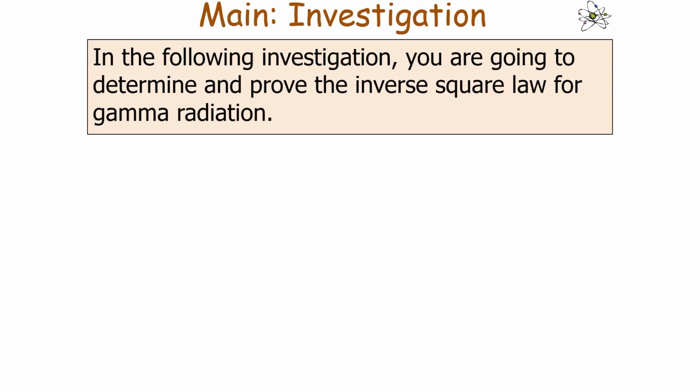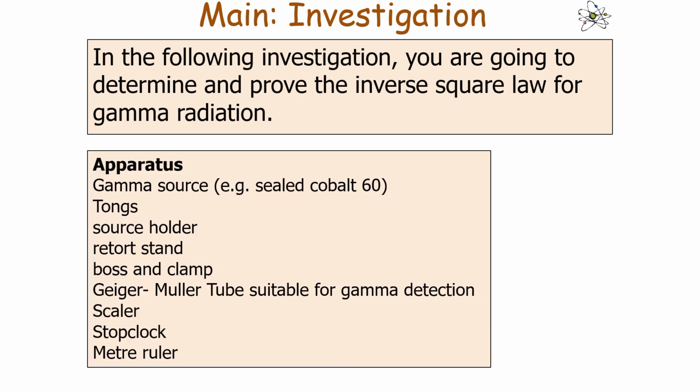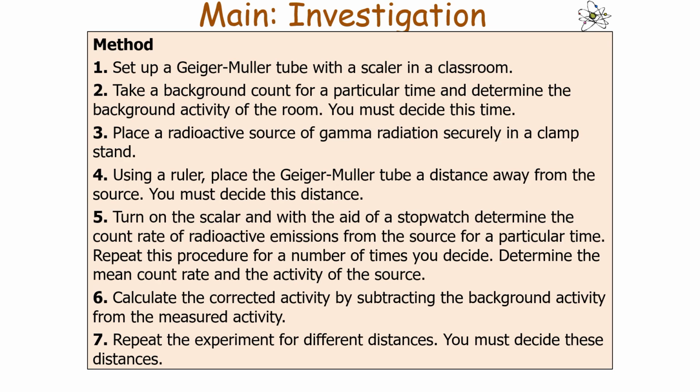In the following investigation you're going to determine and prove the inverse square law for gamma radiation. The apparatus you would need is a gamma source, for example cobalt 60, tongs, a source holder, a clamp stand, a boss, a clamp, a Geiger-Müller tube suitable for gamma detection, a scaler, a stop clock and a meter ruler. To carry out this investigation you would set up a Geiger-Müller tube or counter with a scaler in a classroom.